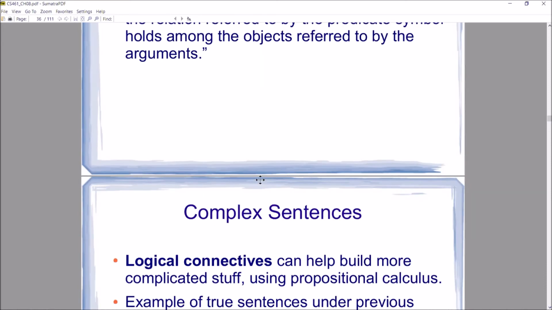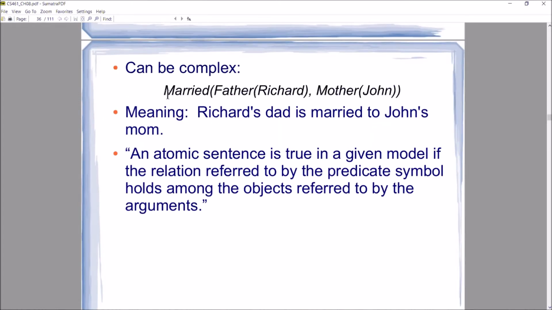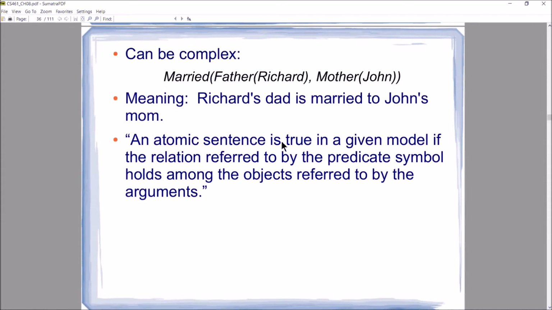So here's a quote from the textbook. An atomic sentence is true in a given model if the relation referred to by the predicate symbol holds among the objects referred to by the arguments. So this is going to be true if in fact Richard's father and John's mother are married.